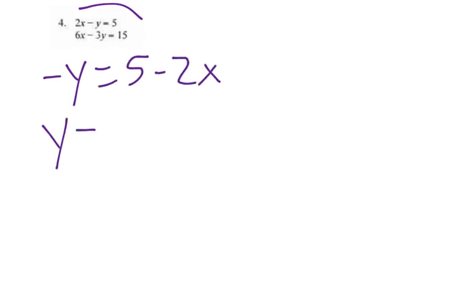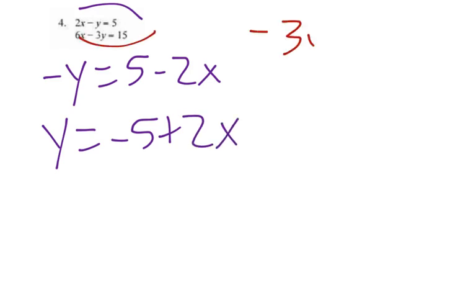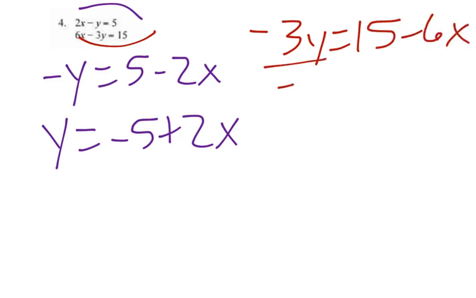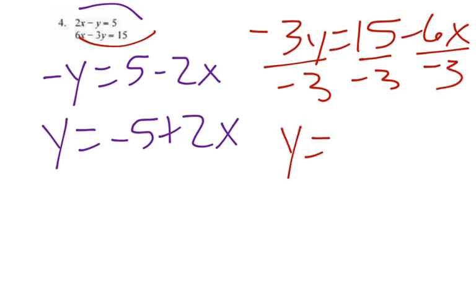Same instructions, so the difference here is we've got to get y by itself. So move that 2x, negative y is equal to 5 minus 2x, change all signs. Y is equal to negative 5 plus 2x. Second equation, move that 6x, so negative 3y is equal to 15 minus 6x. Divide everything by negative 3. Y is equal to negative 5 plus 2x.